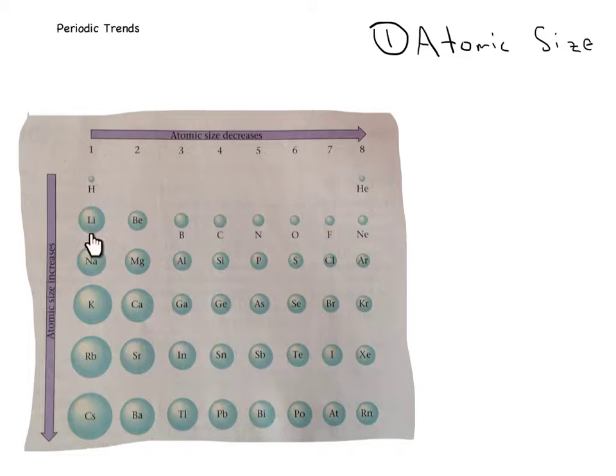And as you go from left to right across a row, you probably are noticing a pattern that the size of the atoms decreases. Okay, so we can summarize the size trend.